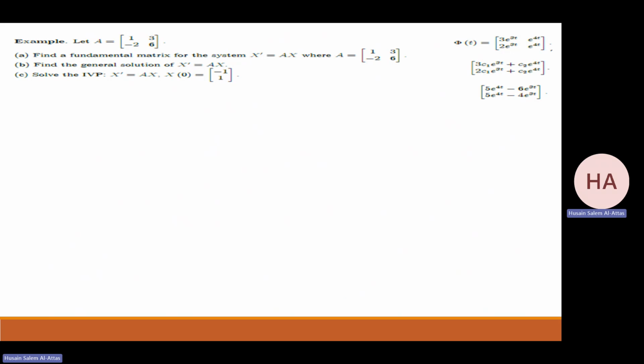Let me do a third example, or the fourth example. Find the fundamental matrix. Now we're talking about it in clear steps: find the fundamental matrix, the general solution, then solve the initial value problem. Actually, it's what we did, but now it is specified in parts. Okay. So I have A minus lambda I. That will be 1 minus lambda, 3, minus 2, 6 minus lambda. That will be what?